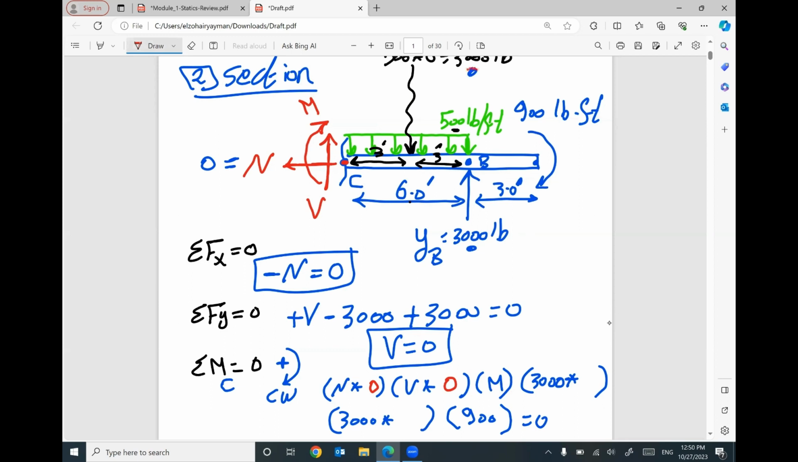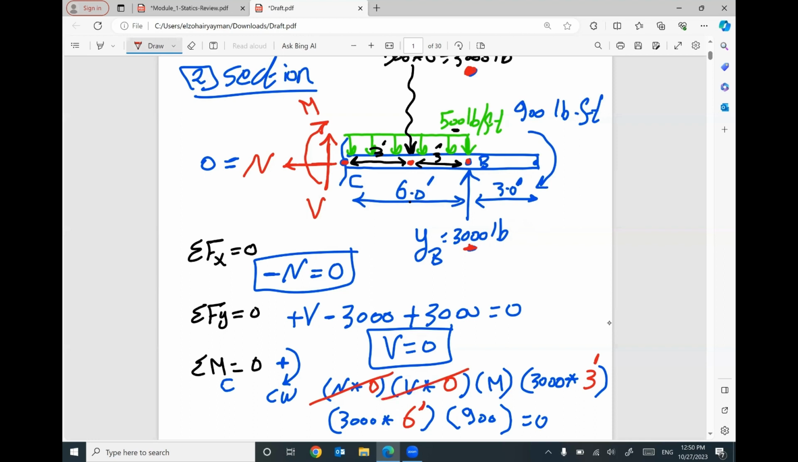What is the distance between the 3,000 at this point and the C? It's 3 feet. What is the distance between the 3,000 at point B and the point C? 6 feet. And the 900 does not need distance. This term will be 0. This term will be 0.